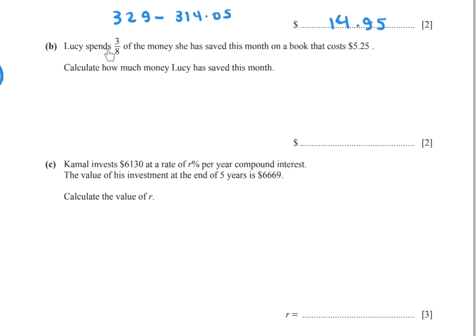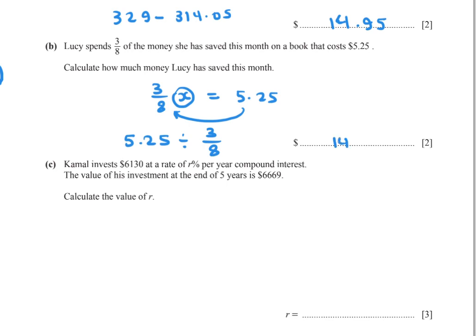B. Lucy spends 3 over 8 of the money she has saved this month on a book that cost $5.25. Calculate how much money Lucy has saved this month. If we consider that the money she saved this month is X, so 3 over 8 times X equals 5.25. So to find X, divide 5.25 by 3 over 8. So 5.25 divided by 3 over 8 equals $14.